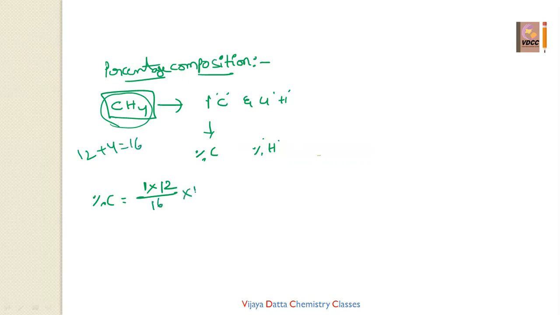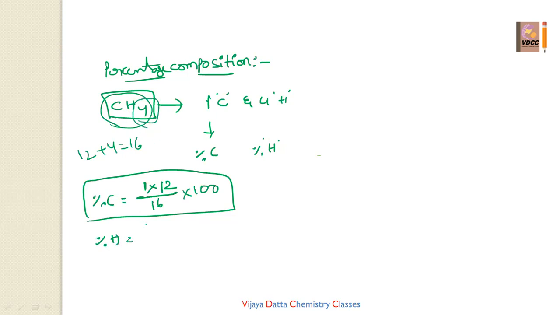As we are calculating the percentage, we will multiply by 100. Coming to the percentage of hydrogen: how many hydrogen atoms do we have? 4 hydrogen atoms. So we take 4 into the atomic weight of hydrogen, which is 1, divided by the total weight of the compound, 16, into 100. So this is the method for the calculation of the percentage composition.